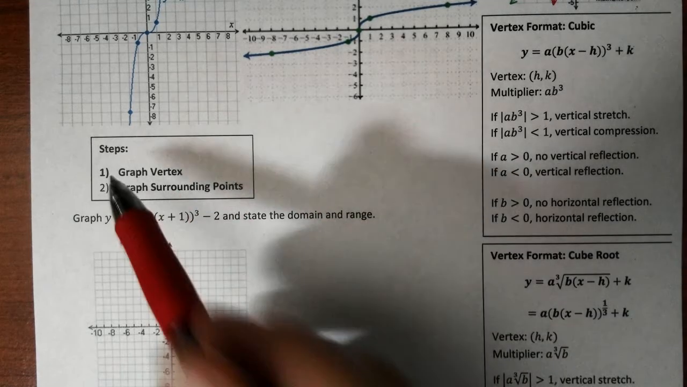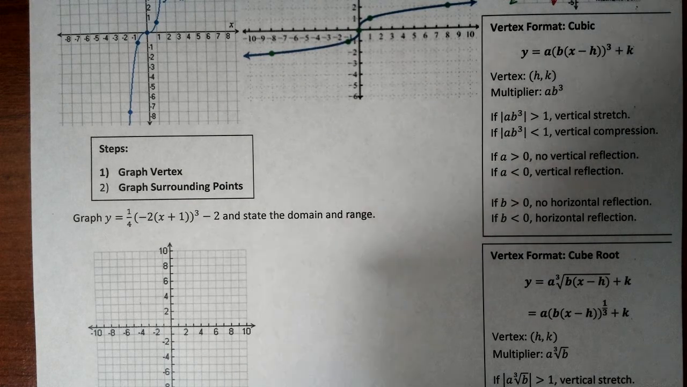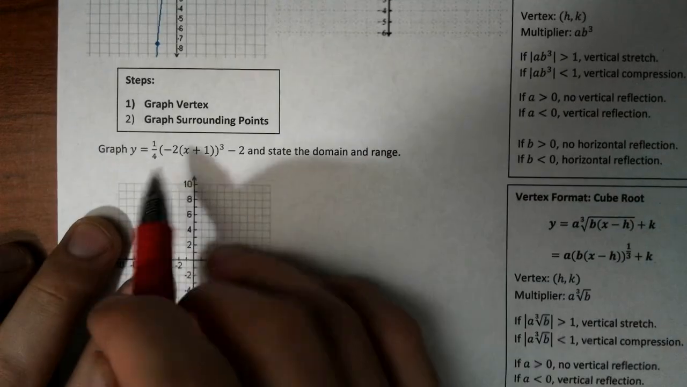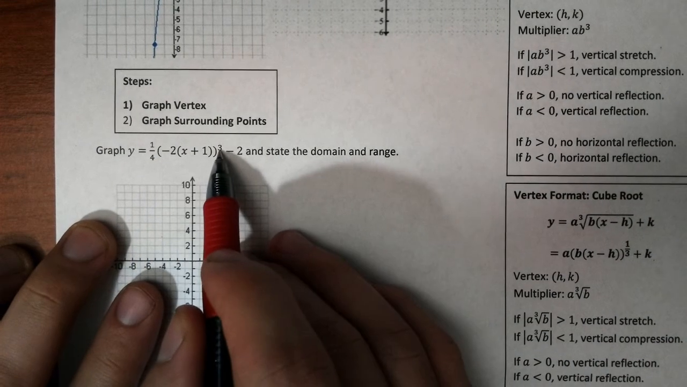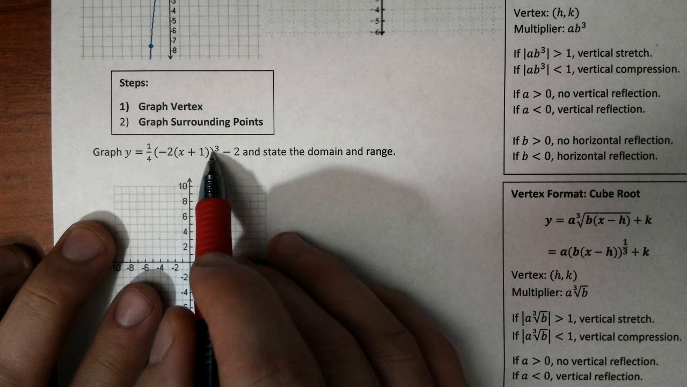So our steps for doing this: we first want to graph the vertex, and then we want to start graphing surrounding points. So we want to go in here and first find the vertex. So we're given a function. This is going to be a cubic function, we can tell because it has a power of 3.